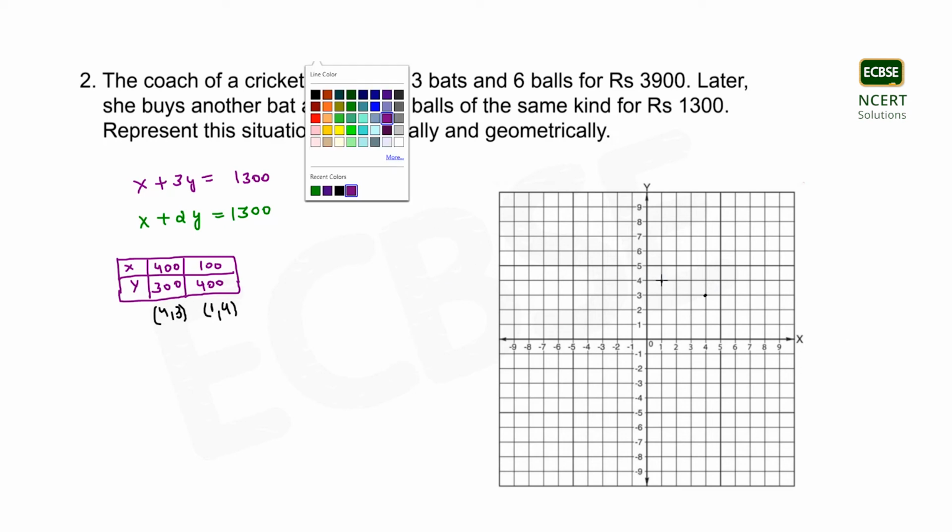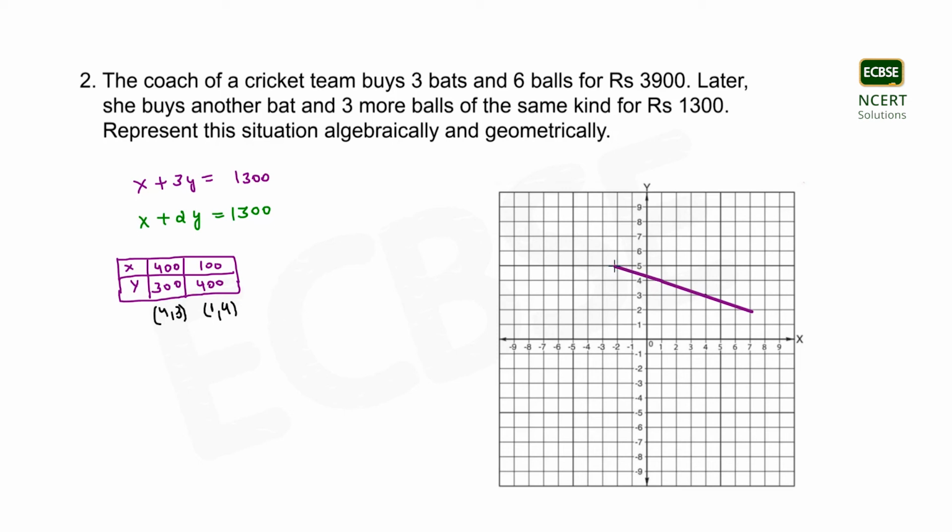Joining these 2 points, we will draw a line which will be passing through these 2 points. So this line will represent the first linear equation, as it has been passing through the points which are being obtained from the table using the first linear equation.